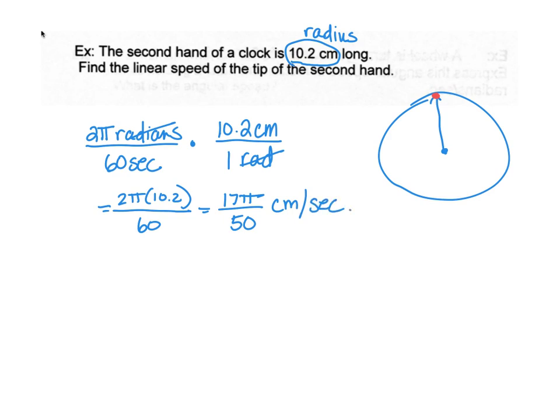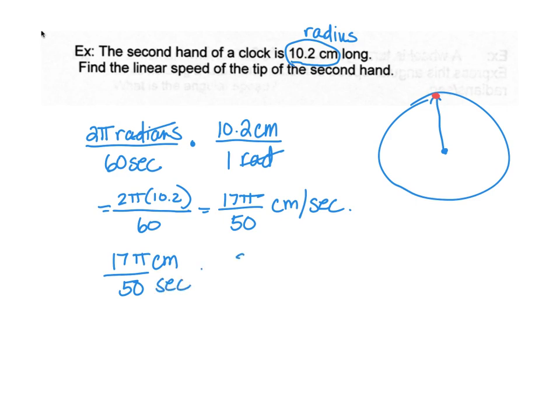The units in this section are extremely important. Sometimes it will ask you for a specific unit. In this case it didn't, so I got to choose. But if I'd like to change that to centimeters per minute, I could. The way I would do that is do 17 pi over 50. This is centimeters over seconds.